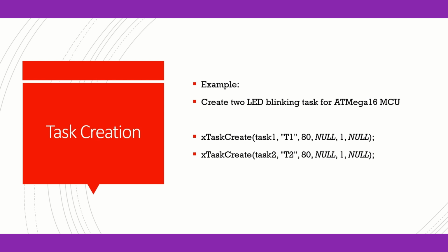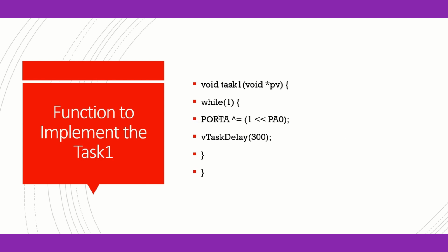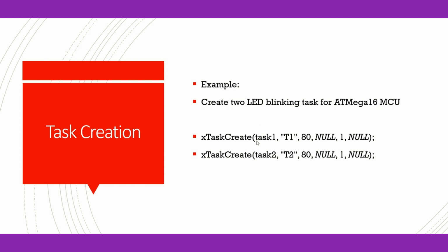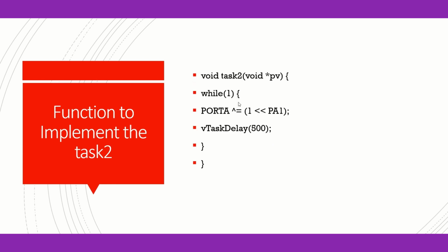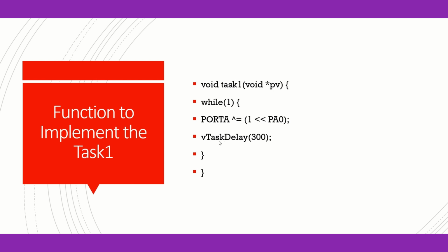Now we have to write two functions corresponding to task 1 and task 2. Here this is the function task1. We have to keep the same name as specified in the xTaskCreate API function. Here we are blinking the LED every 300 milliseconds. Then this is the function for task 2, and this will blink the LED after 500 milliseconds.